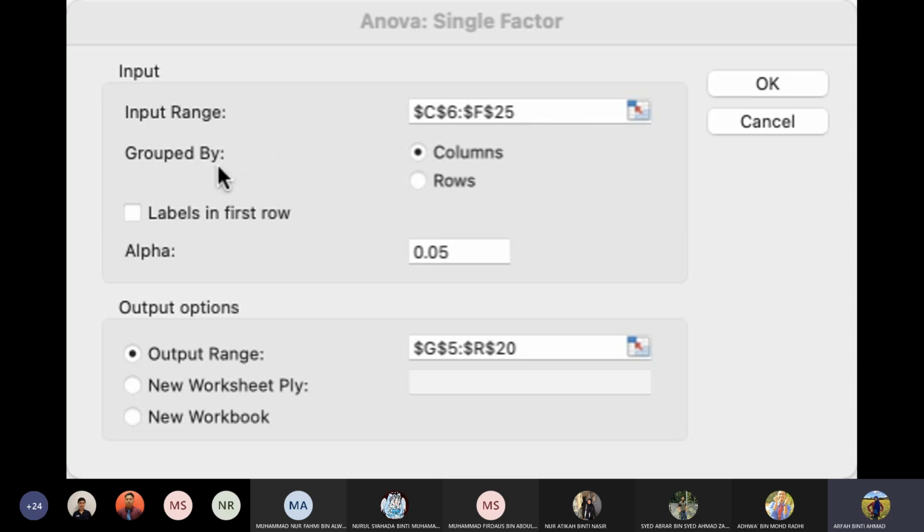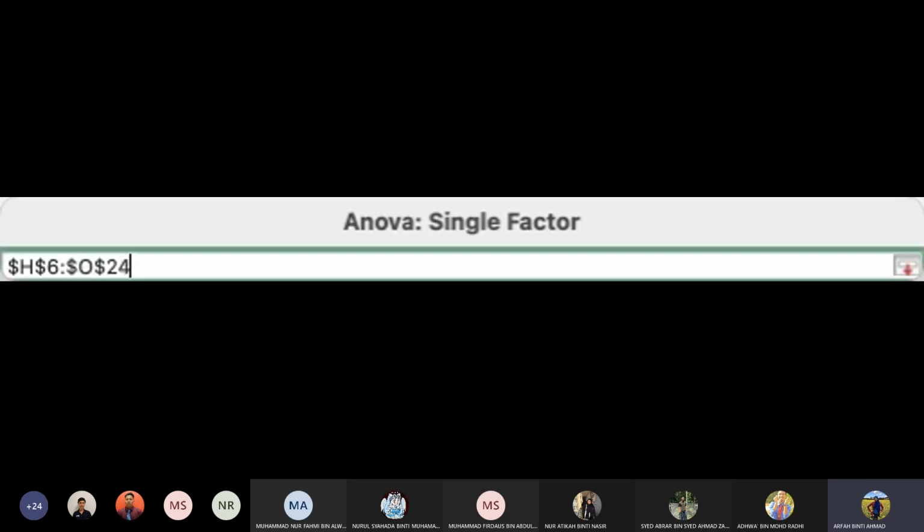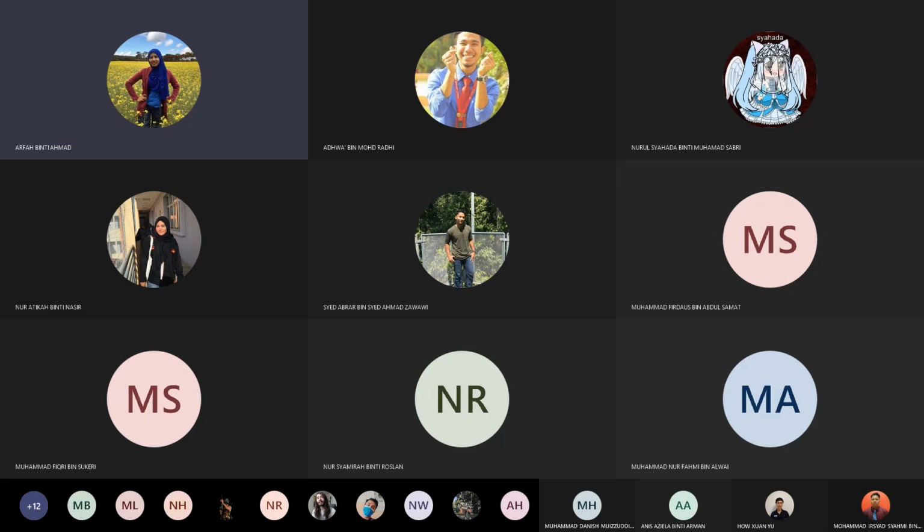The data is grouped by column, not by row, because the first column is for the first treatment, the second column for the second group G2, the third column for G3. So group by columns, and then the output range. Enter where you want your output. You can choose a new worksheet or new workbook, but in this case I put it in H6 to P25. Then click OK, and you will get the Anova table.